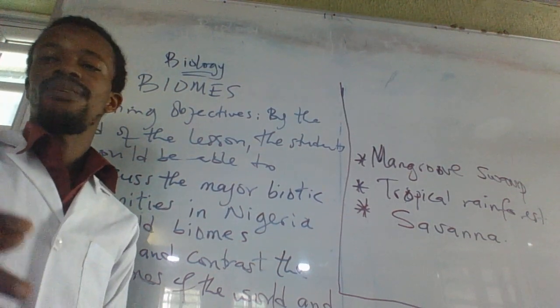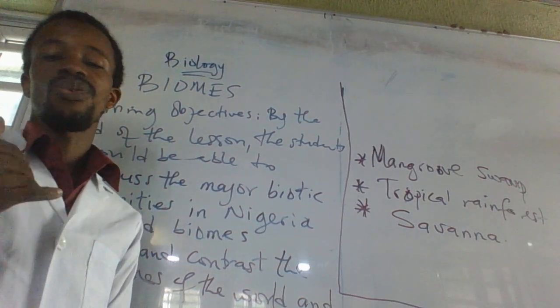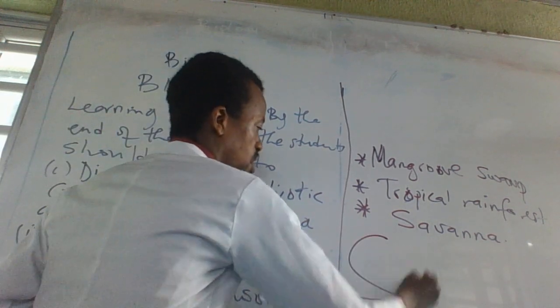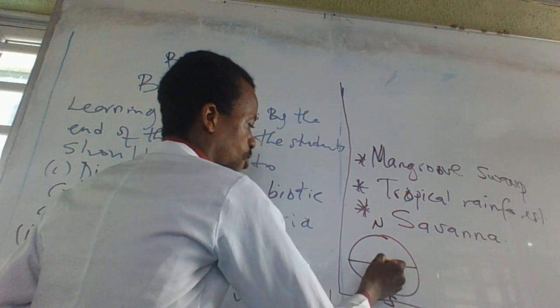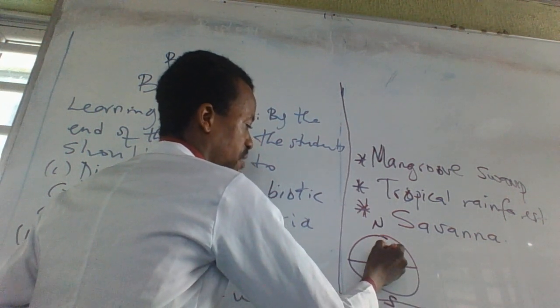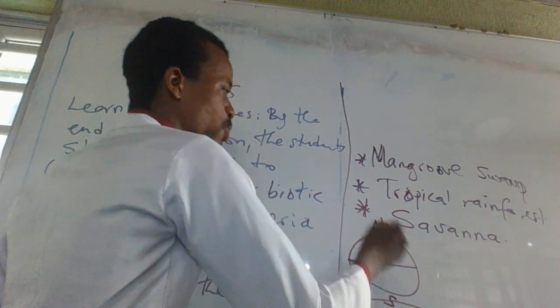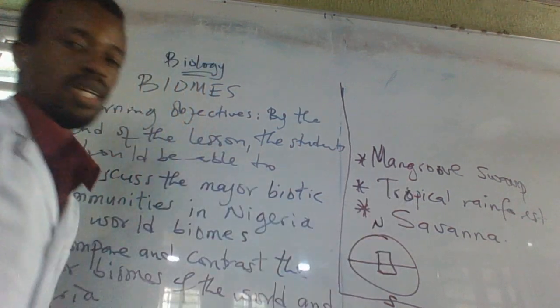When you look at it very well, between the equator and 5 to 10 degrees north or south, the equator goes this way. This is north, this is south. So from the equator up 5 to 10 degrees north, and from the equator down 5 to 10 degrees south, that's where you find the tropical rainforest.